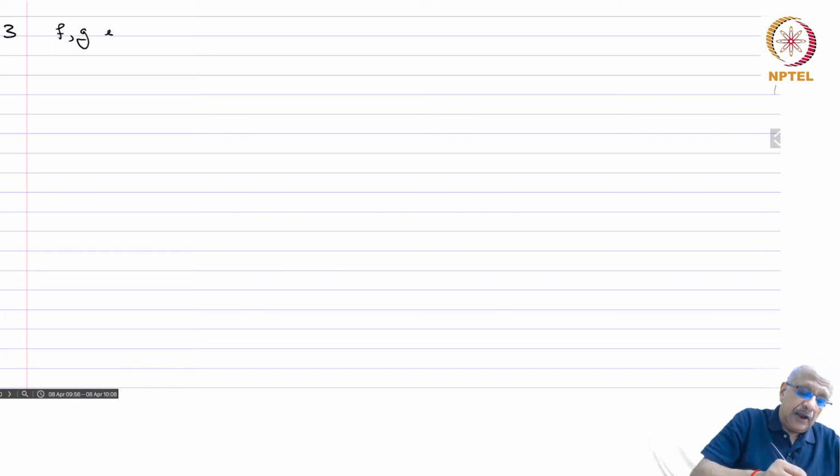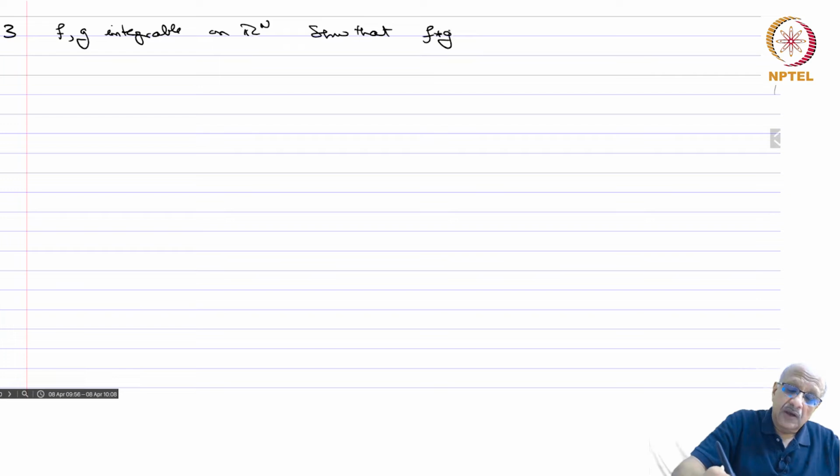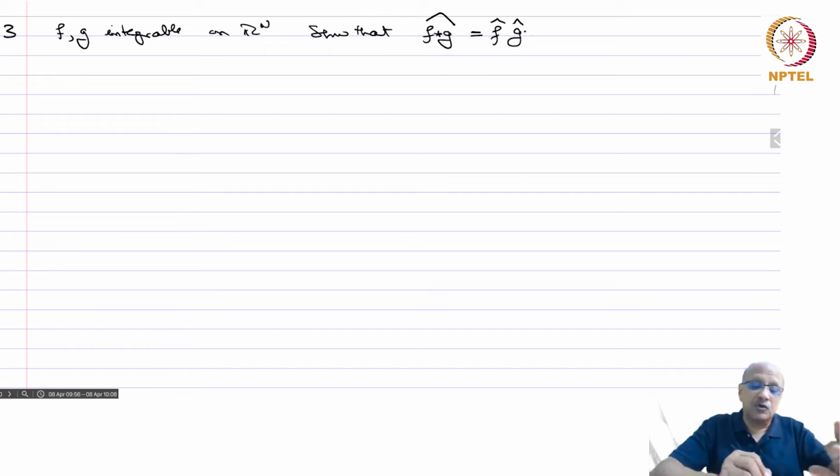Exercise 3. f, g integrable on R^n, show that the Fourier transform of f star g is f hat times g hat. This is one of the most important properties of the convolution and Fourier transform. These are used very often in PDE analysis, partial differential equations. So you take the convolution product and take the Fourier transform, then it becomes a usual multiplication.